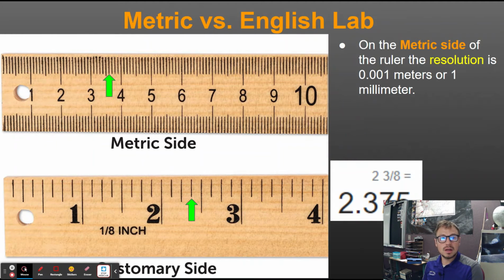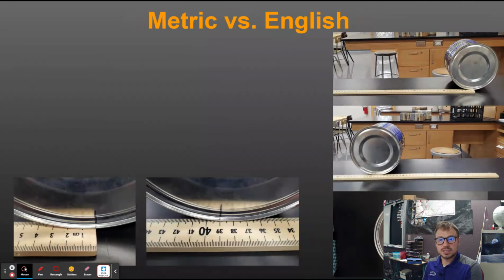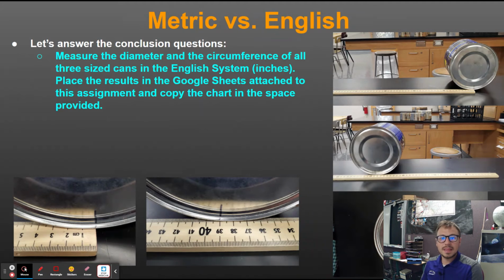All right, so on the metric side, you can see the resolution, and calculating things on the English side with the inches gets a little tricky because it is in fractions. So if it falls on the 2, and then on the third dash, it'd be 2 3/8, or 2.375 inches.